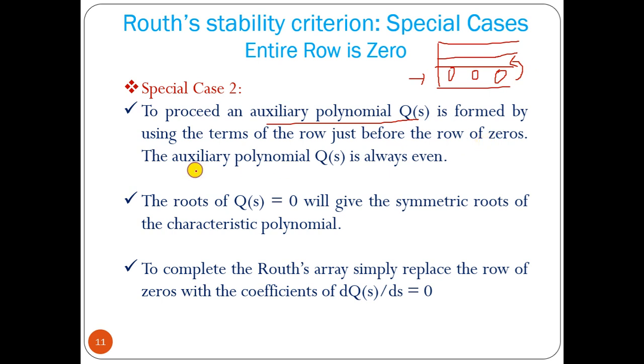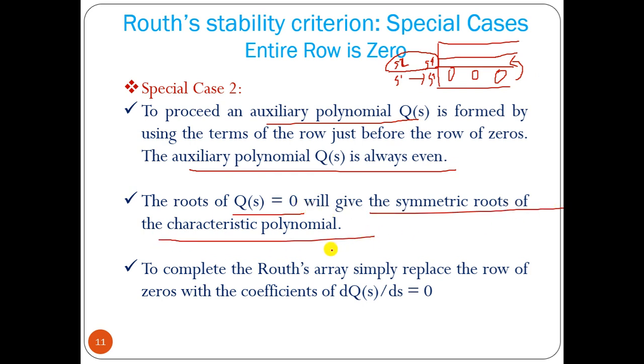The auxiliary polynomial Q(s) is always even. That means if this is S3, this should be S4. If it is S1, this should be S2. So this auxiliary polynomial should always be an even polynomial. Then what do we have to do? We make the auxiliary polynomial from the row just before the row of 0s. Writing Q(s) equal to 0 will give the symmetric roots of the characteristic polynomial.